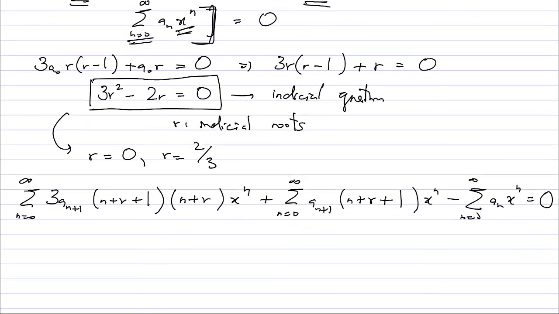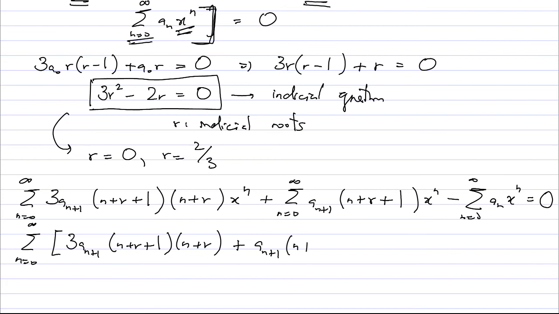And then I can group this into a single sum. So I have over here sum of [3a_(n plus 1)(n plus r plus 1)(n plus r) plus a_(n plus 1)(n plus r plus 1) minus a_n] x raised to power n, and this has to be equal to 0.